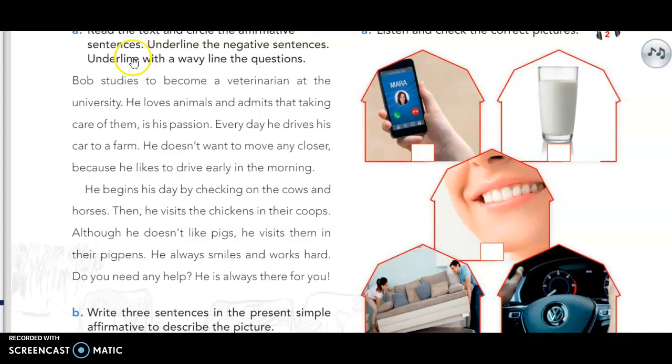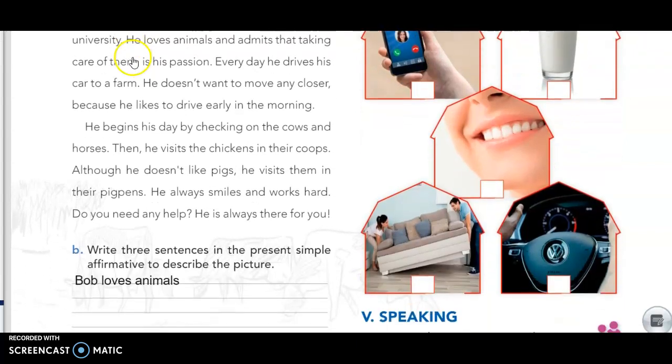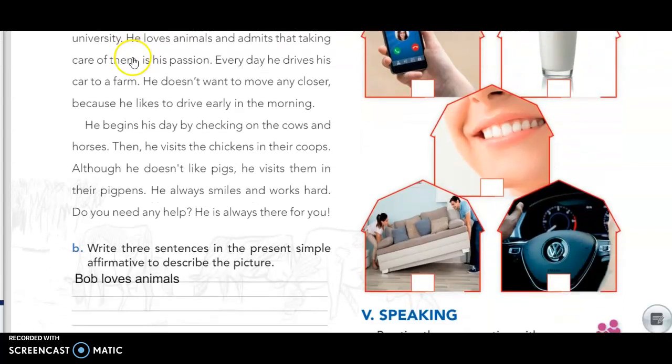Sam drinks a glass of milk after he gets up. And the last one, la última. Robert drives 3 hours every day.